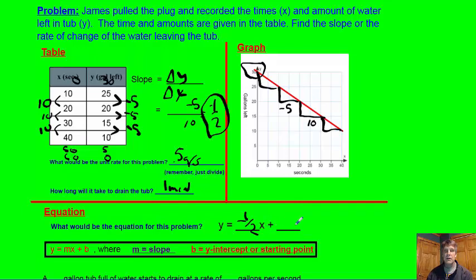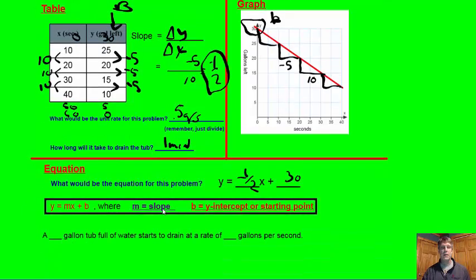And then what's my starting point? Where did you start? You started at 30, and that's what that b is. That's your b right here. That's b. Okay, this is your b. You have to find it here. That's the b. So on the table, you got to remember to go back one to get that starting point.